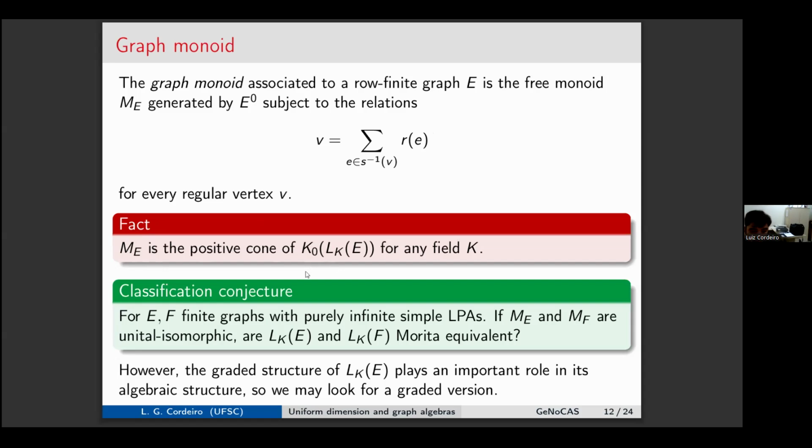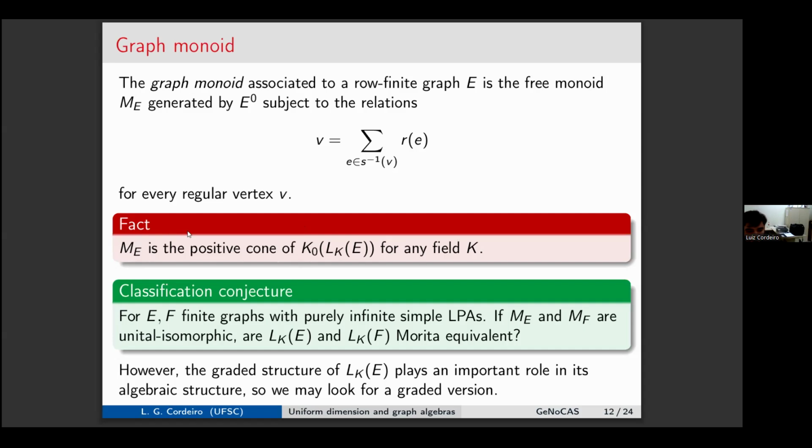I will not really define what the Leavitt Path algebras are. I saw that some previous talks have considered them, but I will focus mostly on giving the geometric description of algebraic properties of the graph monoid, knowing that it can be translated to K-theoretic properties of the Leavitt Path algebra.